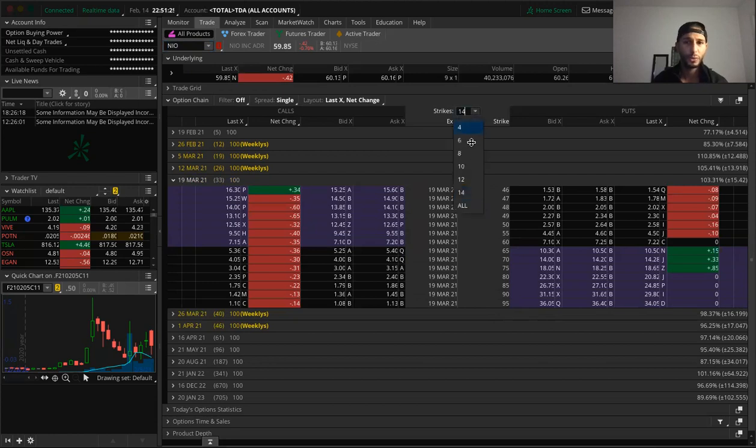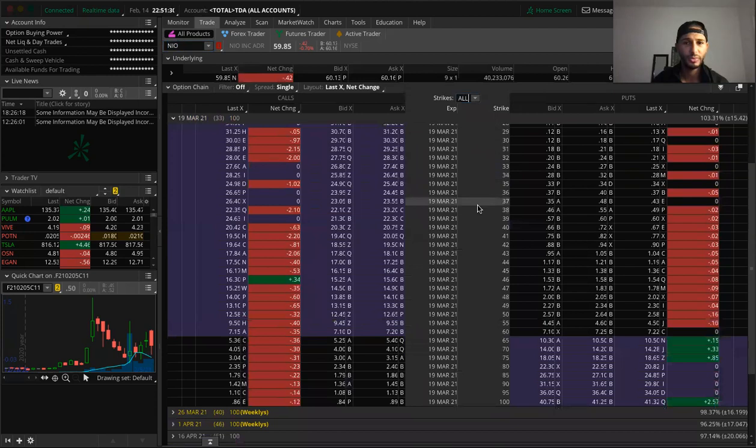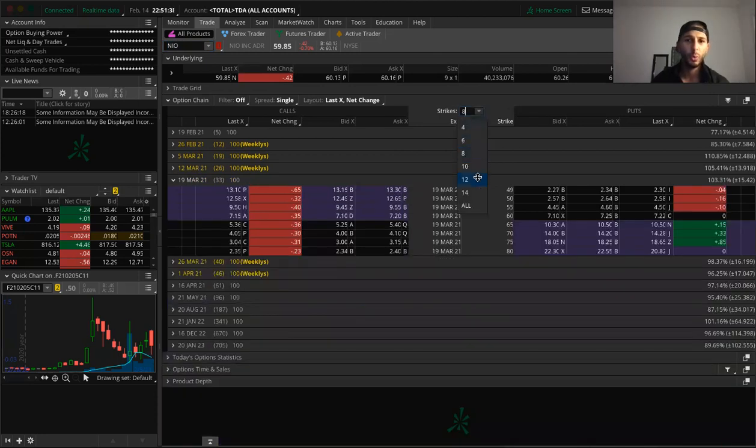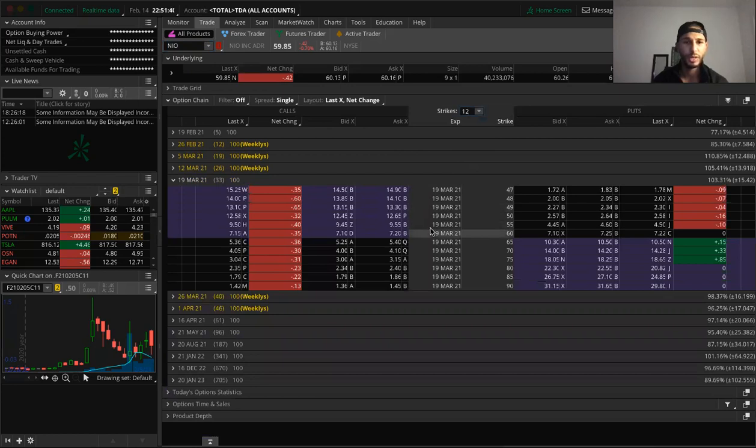I like to default it to 14. Some people like to go a little bit further out. All would be a little crazy, I mean, that's going back to almost all option contracts at different prices, and that's not a good strategy. Probably somewhere close to 8 or even 12 is good when playing, because you don't want to be too far out of the money when playing option contracts, especially if you're not giving the contract enough time, right?